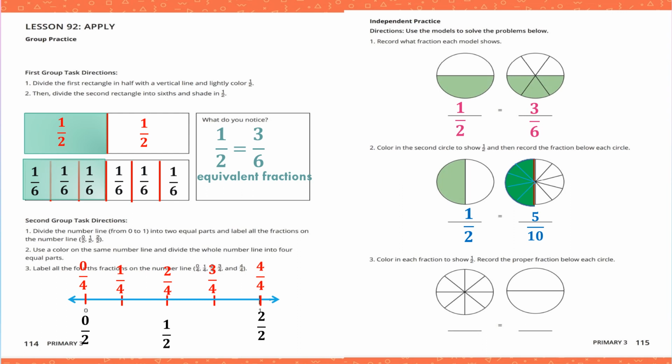Number 3, color in each fraction to show 1/2. Record the proper fraction below each circle. The first circle, I want to color half of it. So I will color it like this. Okay? And the fraction here, 1, 2, 3, 4, 4 over 8. The total parts, 8. 4 over 8. The second circle, half of the circle like this, and the fraction 1 over 2.